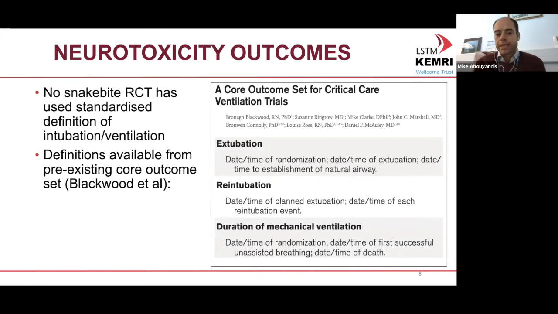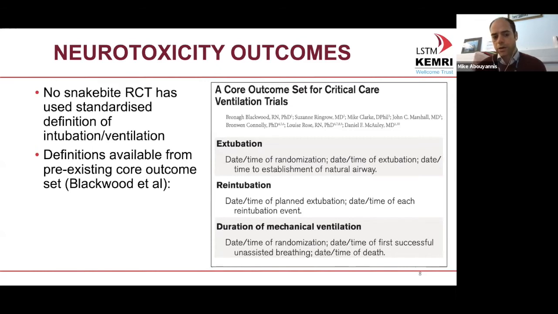So on to the syndrome-specific outcome measures. I'm just going to talk about 2 examples. The first is the neurotoxic outcomes. So although intubation and ventilation have been measured in previous randomized controlled trials, standardized definitions often haven't been used. And so we wanted to try and identify some sort of established way of defining these events.